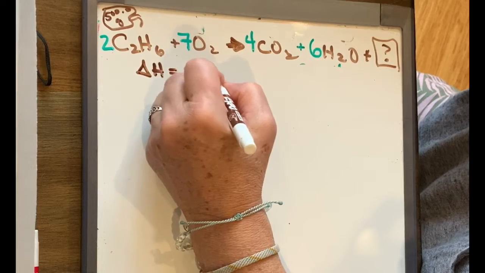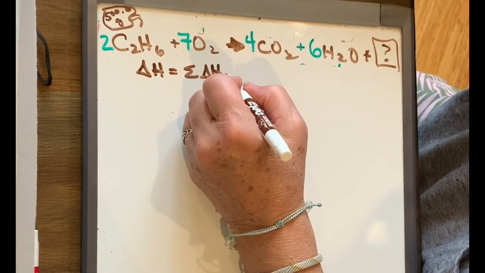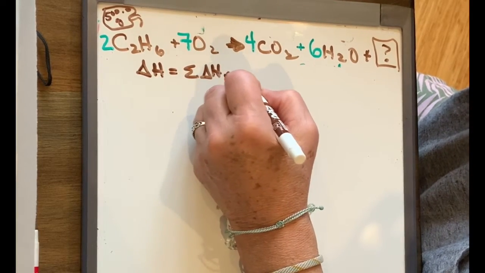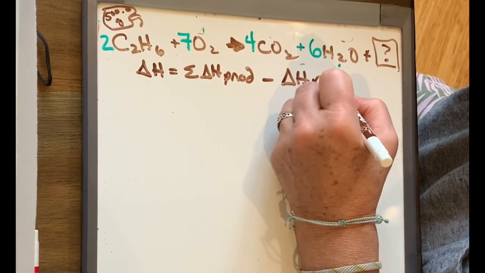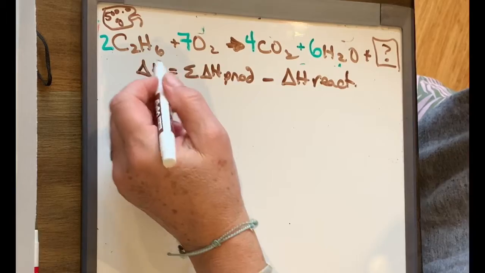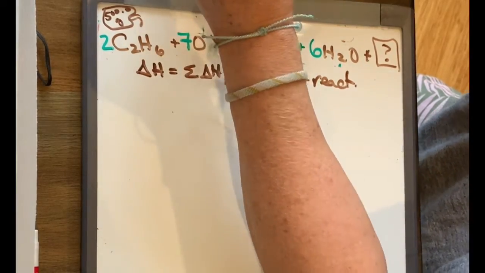Delta H equals the sum of our delta H from the products minus delta H of the reactants. So we're going to have these go this way.